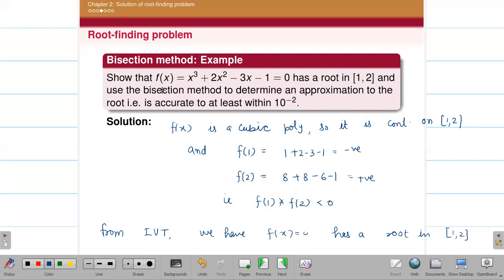Now the next part is: use the bisection method to determine an approximation to the root that is accurate to at least within 10 raised to power minus 2. So this is your tolerance, that you have to find the accuracy up to 2 decimal places at least. So let us apply the bisection method, which is given to you.